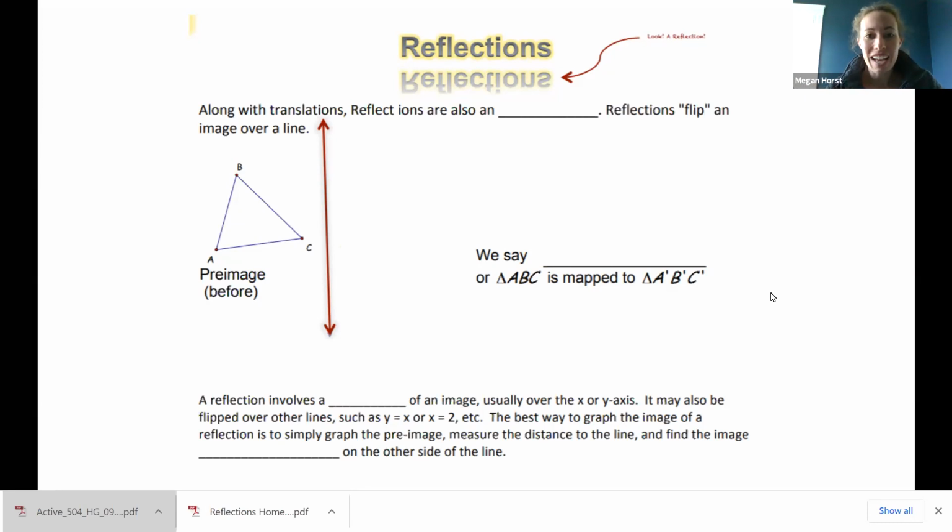So let's go ahead and dive into reflections. That's our next type of transformation that we're going to talk about. And then on Monday, we'll summarize everything, make sure we're good to go, and then move on to rotations for a little bit.